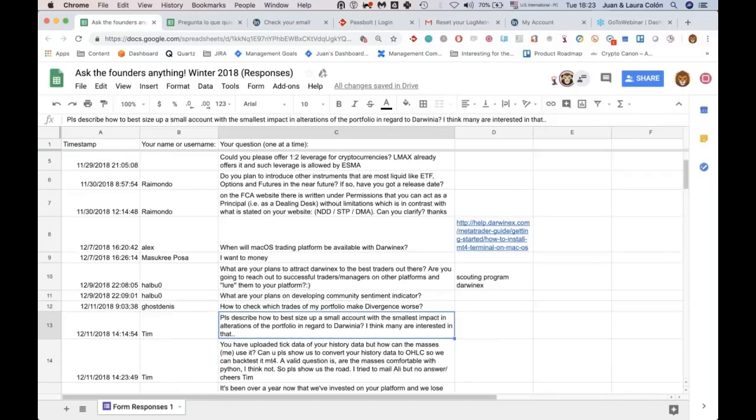So Tim is asking, how to best size a small account with the smallest impact on alterations of the portfolio in regards to Darwinia? I think many are interested in that.